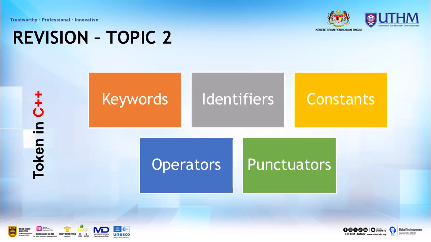This slide provides an overview of tokens in C++, which are the fundamental building blocks of a C++ program. Tokens are categorized into 5 main types: keywords, identifiers, constants, operators, and punctuators. Do you still remember what each of these represents?